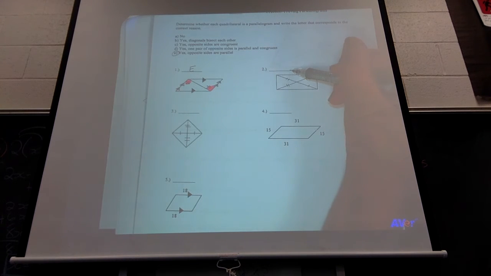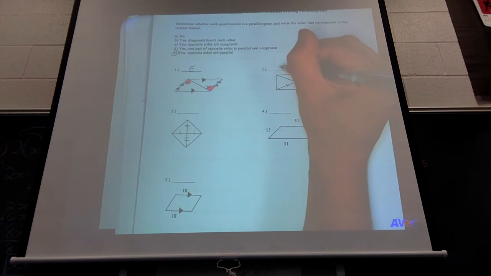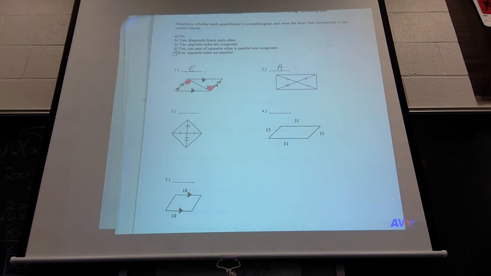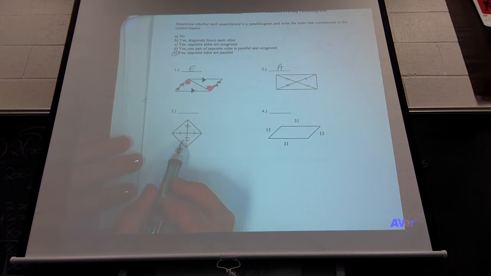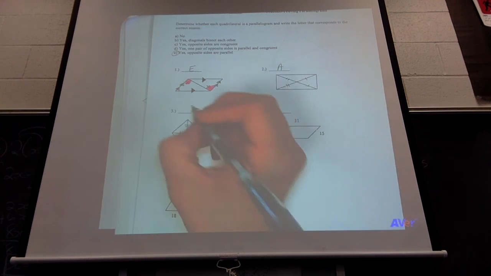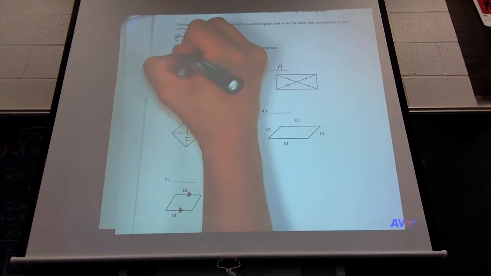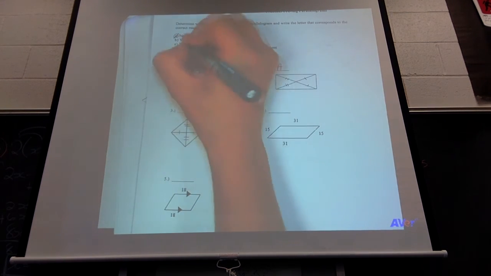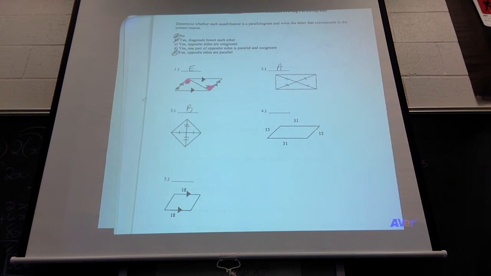On number 2, this is not showing that my diagonals bisect each other. So this is not a parallelogram. In number 3, these markings are showing that my diagonals bisect each other. So that one is, I've done A, I've done E, that one is B. Yes, the diagonals are bisecting each other, therefore it is a parallelogram.